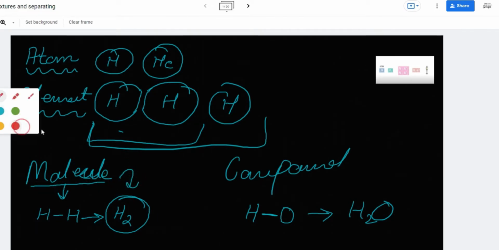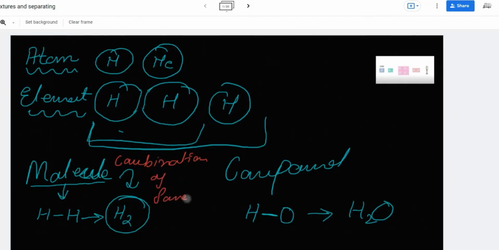Let me just write it with a different color. Okay, a molecule is a combination of the same atoms coming together, bonding. And here, a compound is a combination of different atoms, okay, a combination of different atoms. I'm making it simple. Why? There is a reason to it.